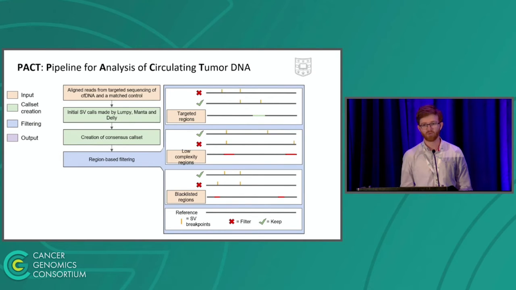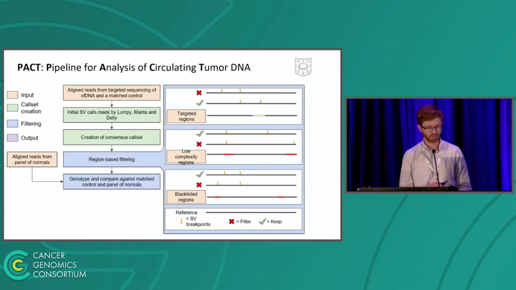And then we follow that with region-based filtering. So this is done in targeted sequencing panels. So we first confirm that the SVs we're looking at are associated with the regions we actually targeted with our panel. And then we eliminate variants that are associated with either low complexity or blacklisted regions, essentially regions of the genome that are known to introduce false positives for this.